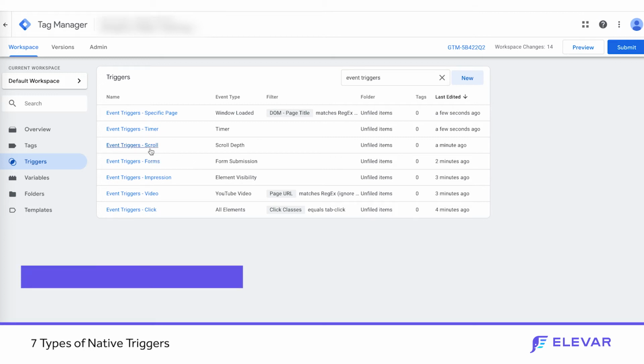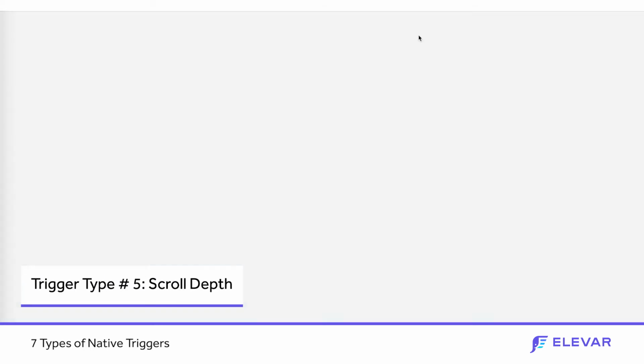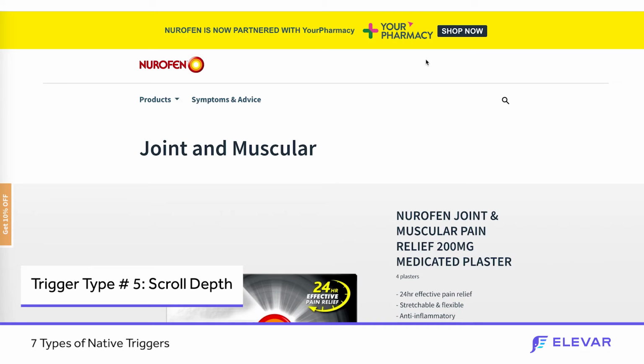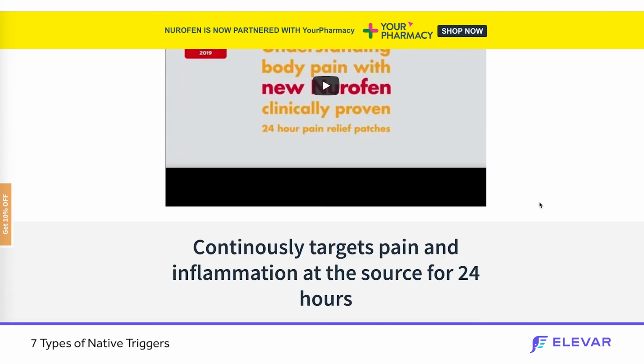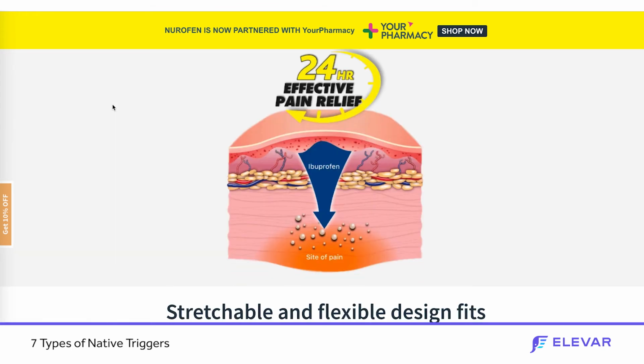The 5th trigger type is scroll. Many of us have probably thought about or heard about scroll depth. We have it on our site. We implement it on many sites. It's very simple. We can track vertical scroll depth, and you can assign custom percentages to that scroll.